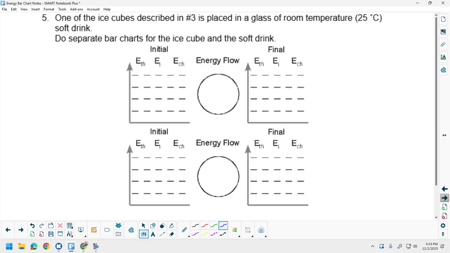The last example here for today is question 5. One of the ice cubes described in number 3 is placed in a glass of room temperature soft drink. Do separate bar charts for the ice cube and the soft drink. Okay, so we'll take our ice cube and we'll make that the top one, and then we'll make the soft drink the bottom example here.